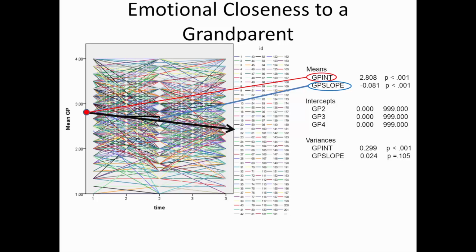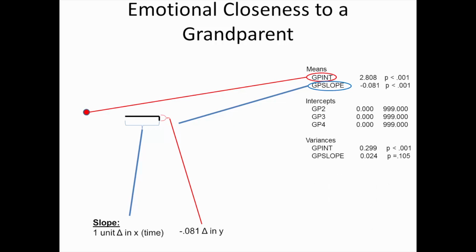Now, because that's a little hard to see, it looks something like this, where slope is 1 unit change in time, and with the little red bracket there, we see a decrease of 0.08 with each unit change in time. And that's a linear slope.